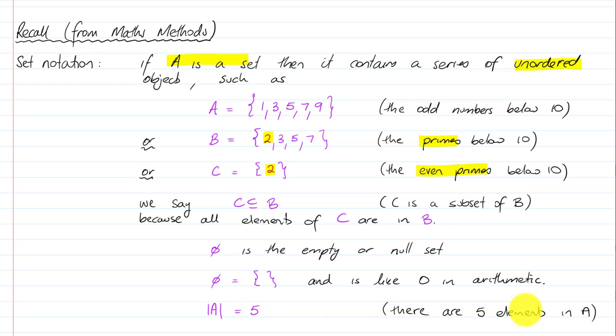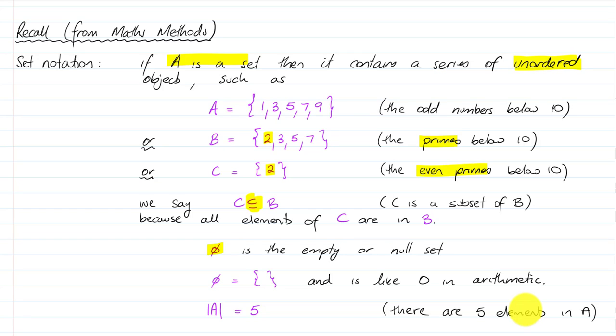So there's a few important words there. First of all, subset, which is this notation. C is fully contained within B. And element. So a set contains a series of elements. And these elements, as I've stated at the top here, may be ordered or unordered. It doesn't really matter. But when it comes to numbers, it's probably best to order them.